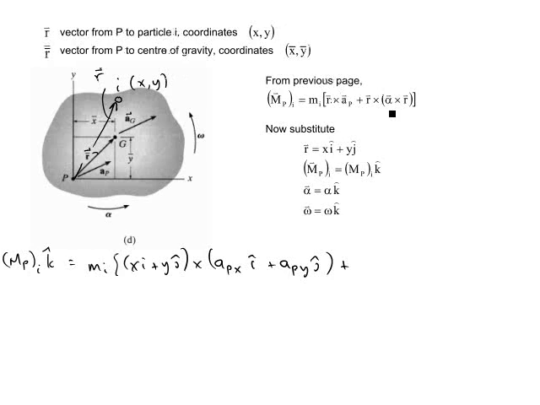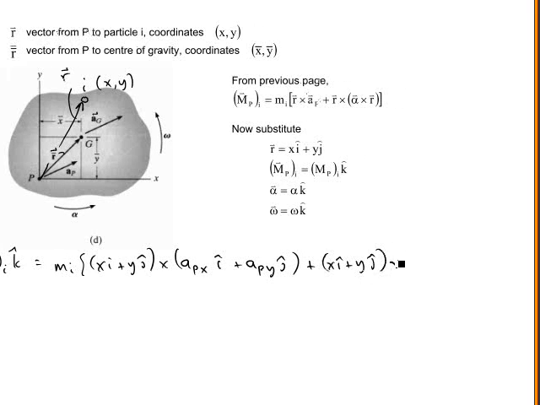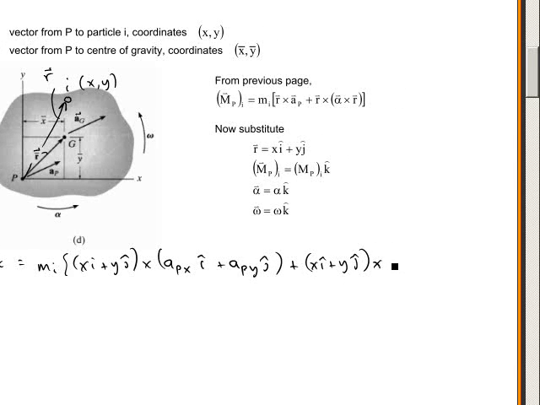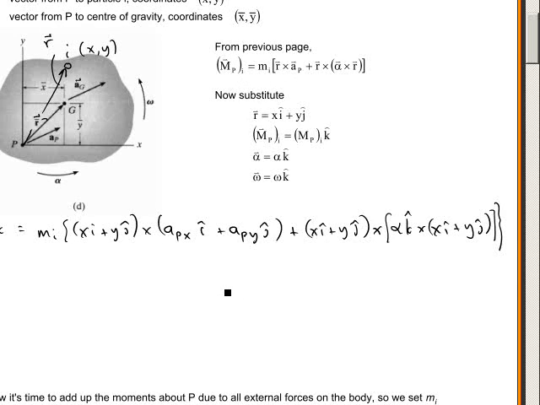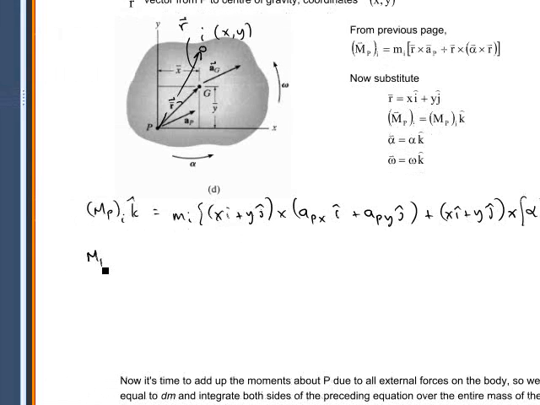Now I've got r cross alpha cross r. So that's going to be xi plus yj crossed with alpha, which is alpha k, crossed with r again, xi plus yj. Alright, so that is another way of writing moments about P due to particle I. Now, if I carry out these cross products, term by term, recognizing that i cross k is minus j, and so on, here's the result I end up with.